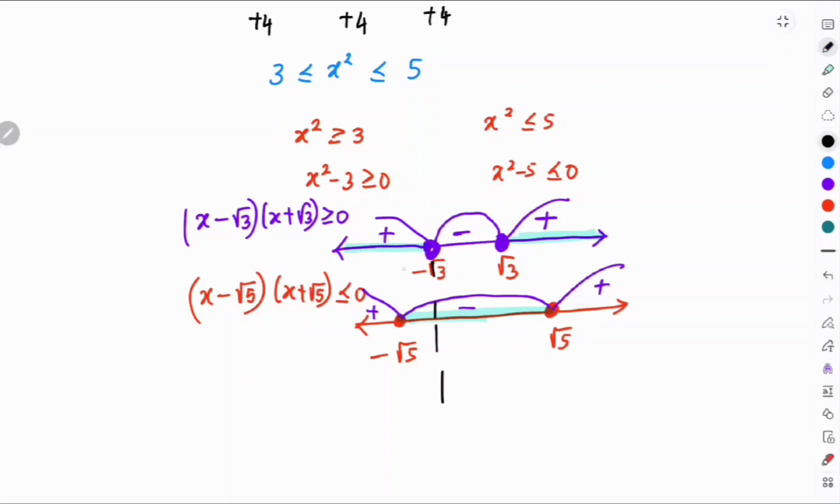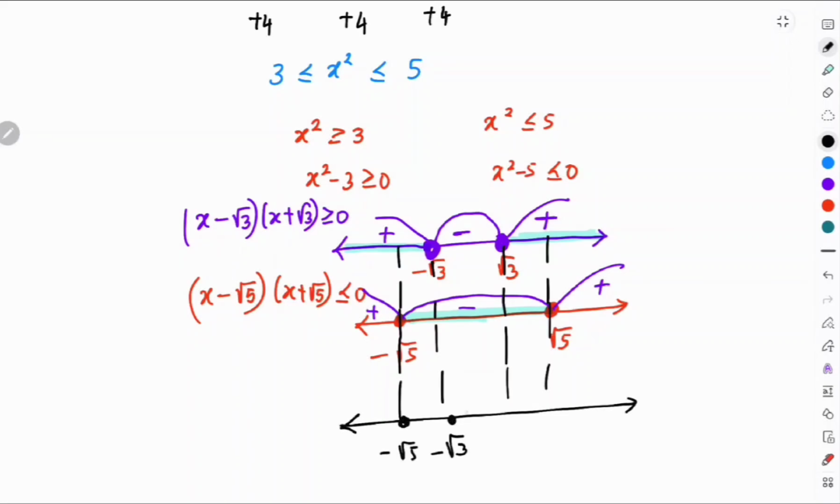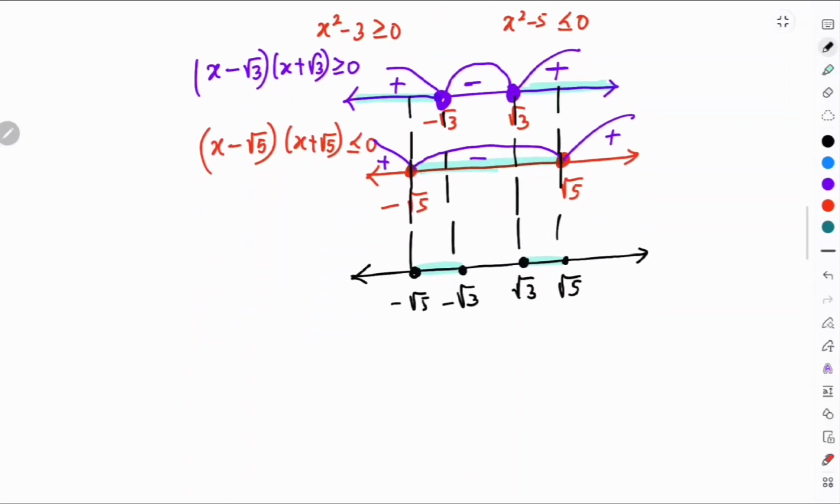So the intersection part would be here, where they are getting intersected. We are going to mark it on the number line. So this will be −√5 and this will be −√3, and this part is √3 and this part is √5. Now they are getting intersected over here only. So our answer: x belongs to [−√5, −√3] union [√3, √5]. Yes.